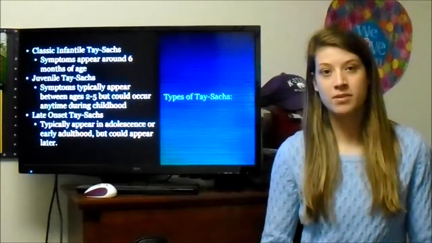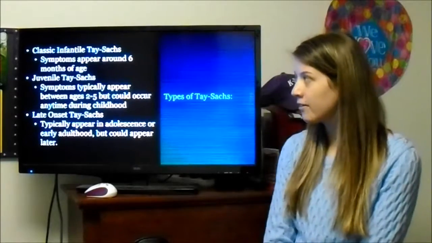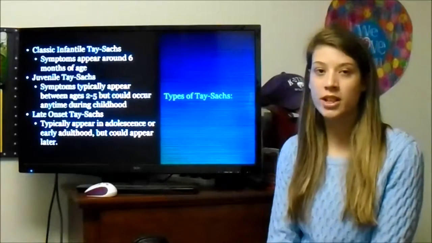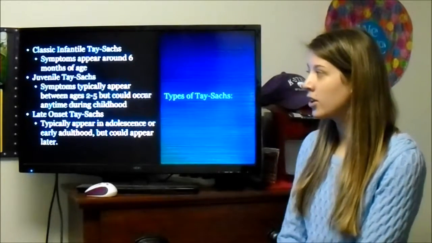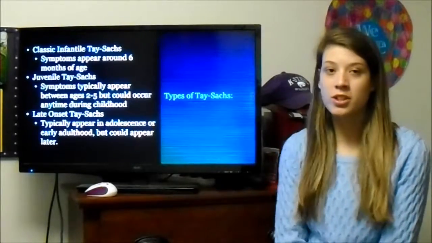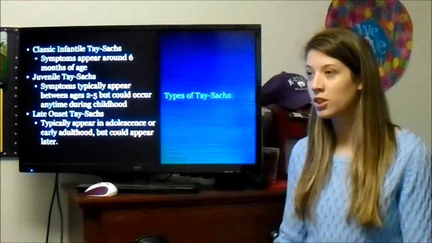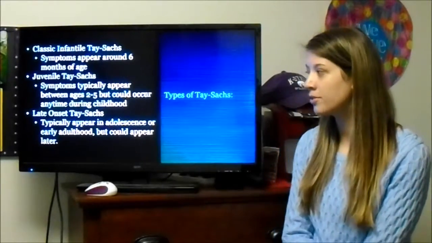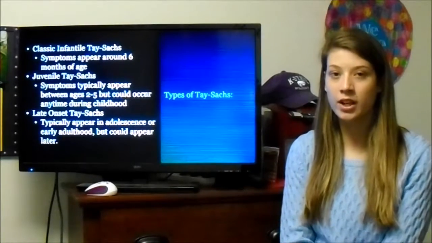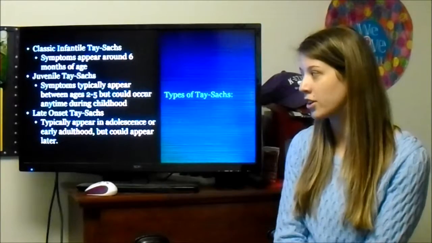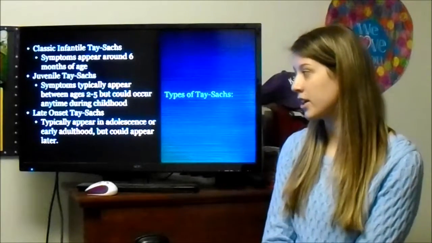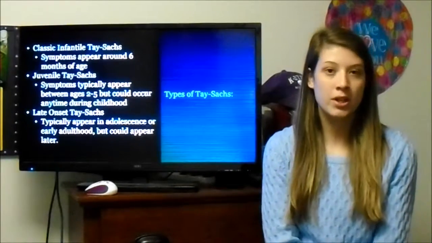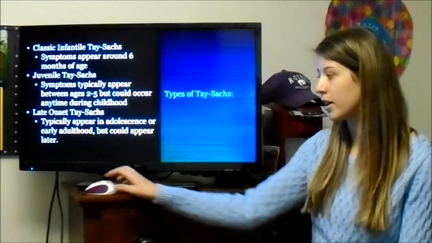There are three main types of Tay Sachs. The first one is the classic infantile Tay Sachs. In this, symptoms normally appear during 3 to 6 months of age. The next one is called juvenile Tay Sachs, which means it's most likely to occur in childhood. The ages it normally occurs are between 2 and 5, but honestly, it could occur at any time during childhood. And the last one is called late onset Tay Sachs, which typically appears in adolescence or early adulthood, but honestly, it could appear at any time in their lifetime.